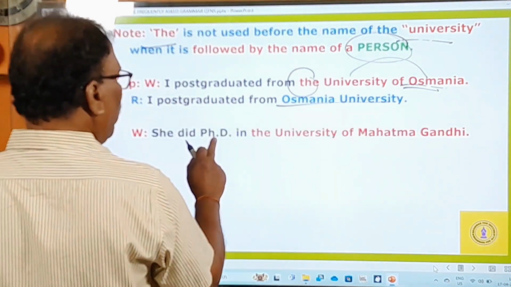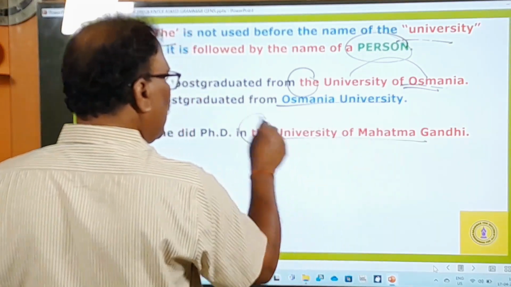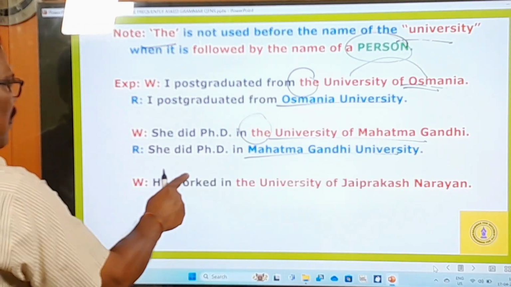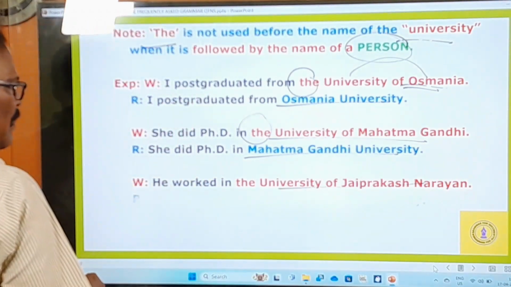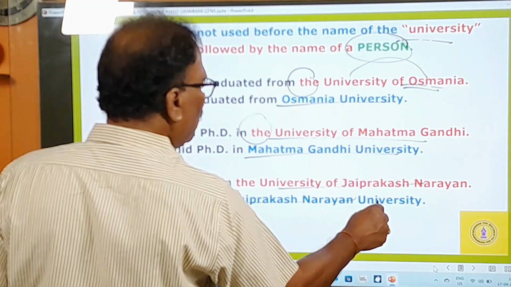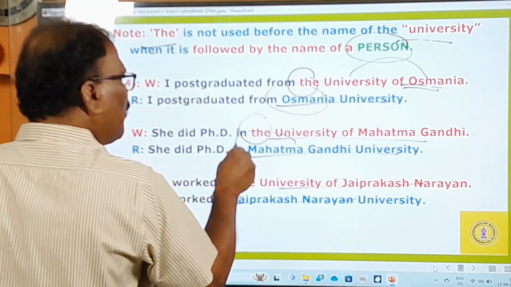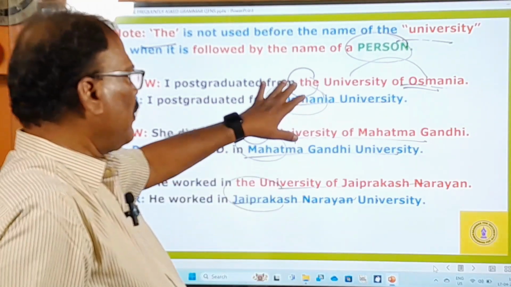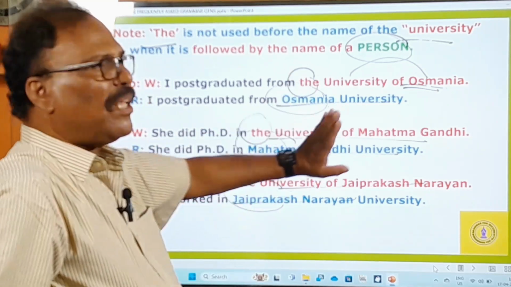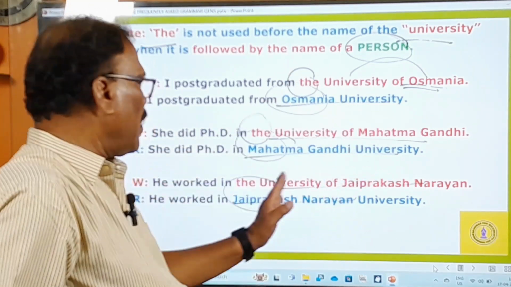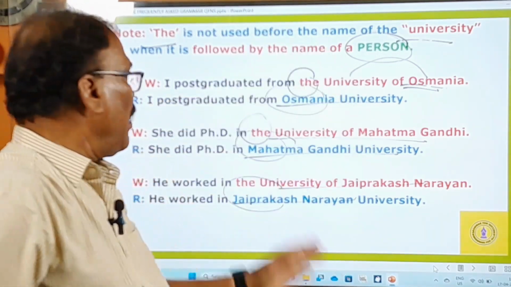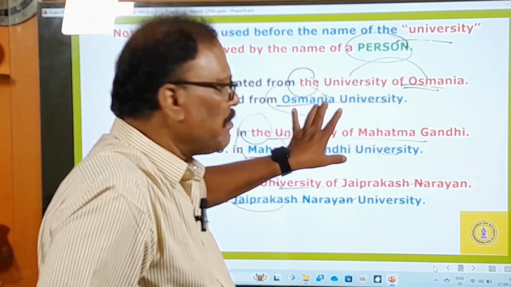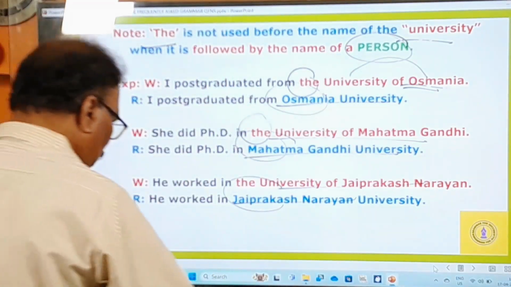And she did PhD in the University of Mahatma Gandhi. You cannot say that. You have to say Mahatma Gandhi University. She worked in the University of Jayaprakash Narayana. You cannot say that. You say Jayaprakash Narayana University. So when the names of persons precede the word university, you should not use any article before that. Usmania University, Mahatma Gandhi University, Jayaprakash Narayana University. Don't say the University of Jayaprakash Narayana or the University of Mahatma Gandhi. Keep this point in your mind. And now let's move on to learn other things.